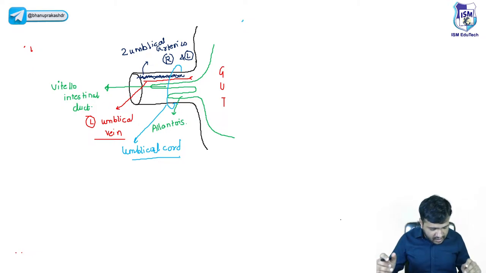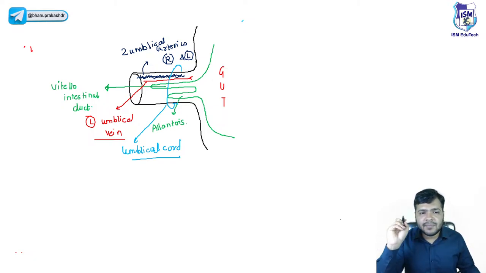अगर मैं पूछूं what are the contents of the umbilical cord, sir, two umbilical arteries हो गई, एक umbilical vein हो गई, that is the left one, we have the vitellointestinal duct and we have the allantois, guys, right? तो ये तो सबको पता चल गया, right? Okay? So, yes guys.